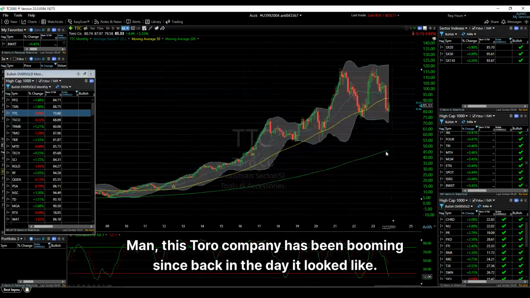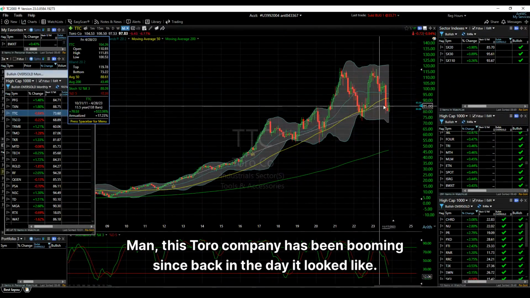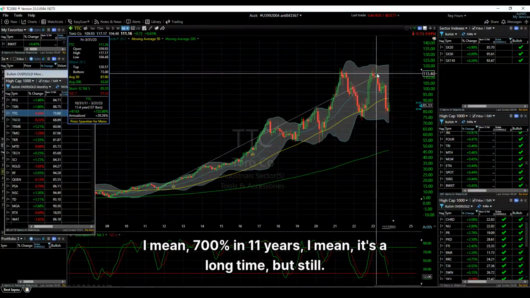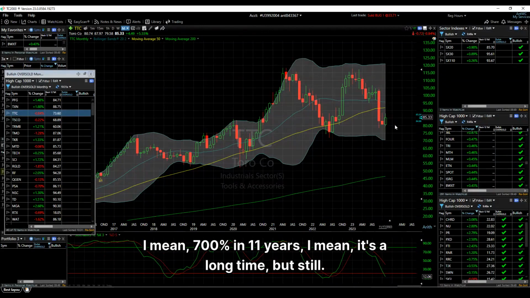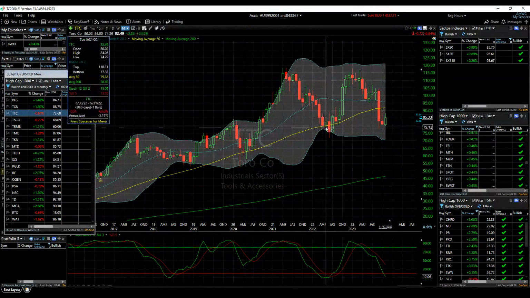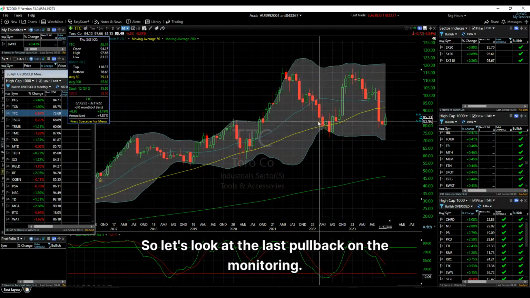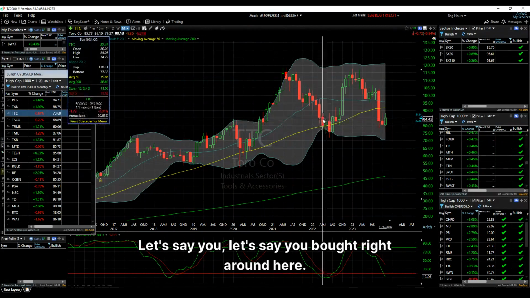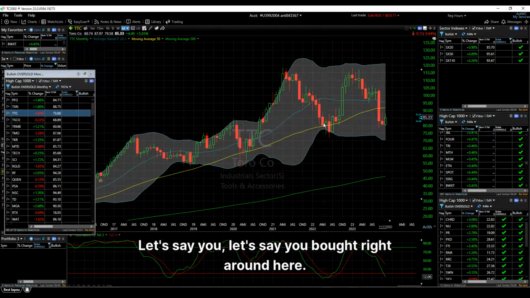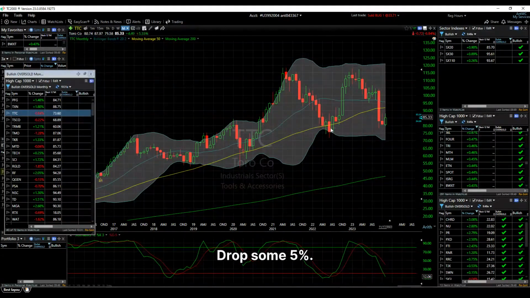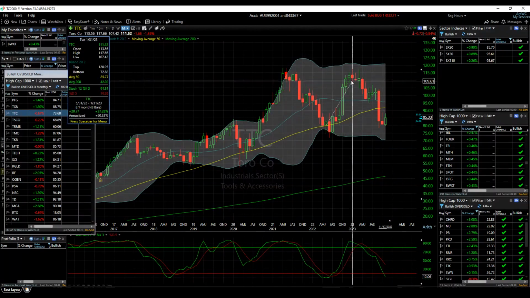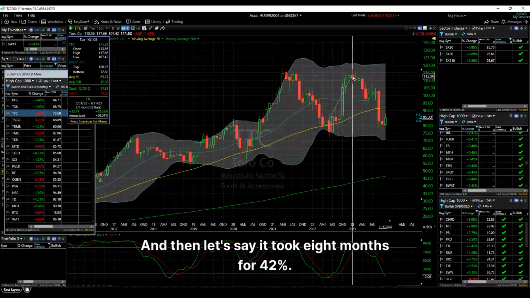Man, this Toro company has been booming back in the day. It was 700% in 11 years. A long time, but still. So let's look at the last pullback on the month. Let's say you bought right around here. Drop some 5%. You bought some more there. You average about here. And then let's say it took 8 months for 42%.